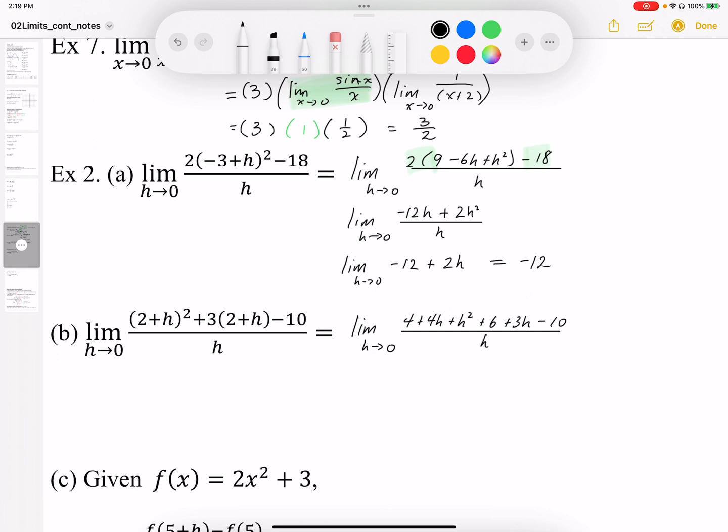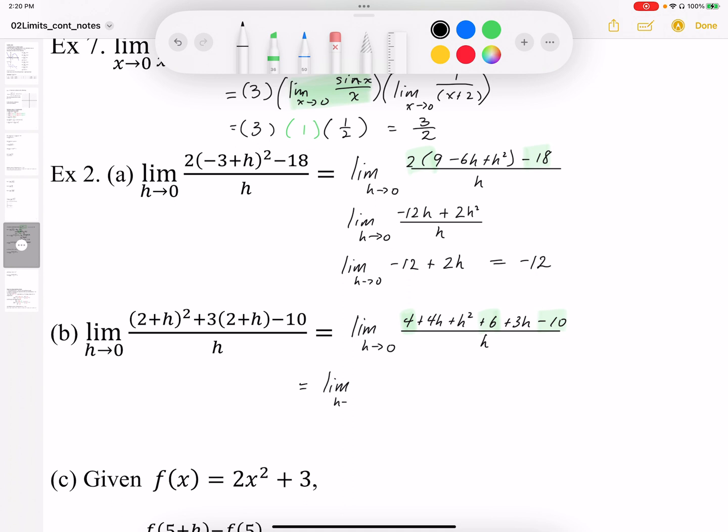That's all divided by h. And what we want to do is algebraically rearrange this to try to get rid of that divide by 0. Just grouping a few things here, I've got a 4 plus 6 minus 10. That's all going to cancel out. So we end up with a factor of h, which we can see is going to cancel out.